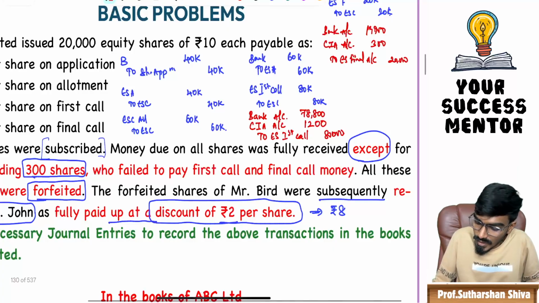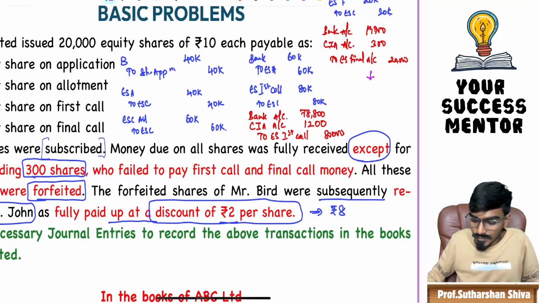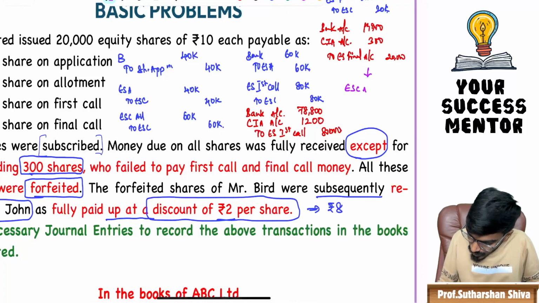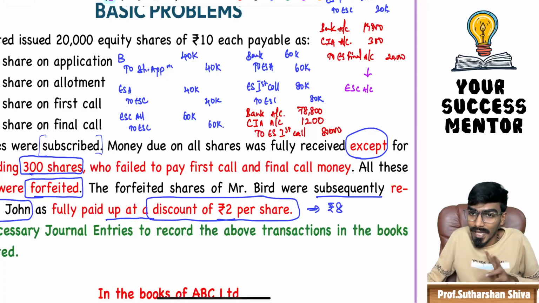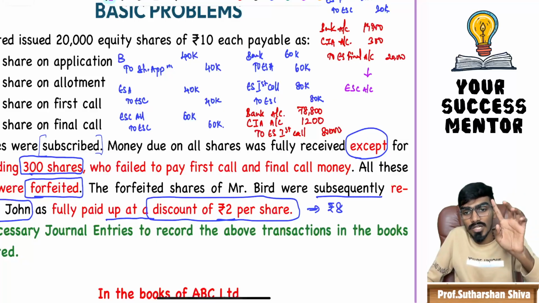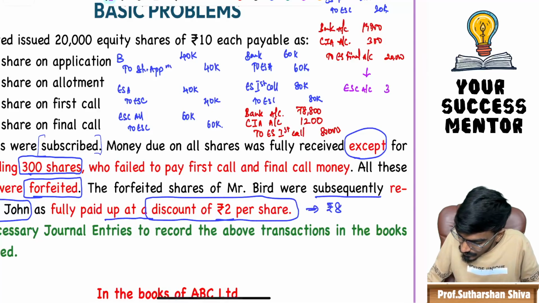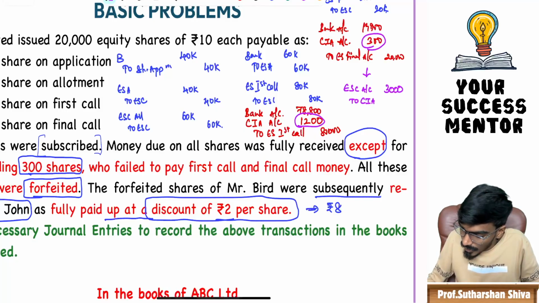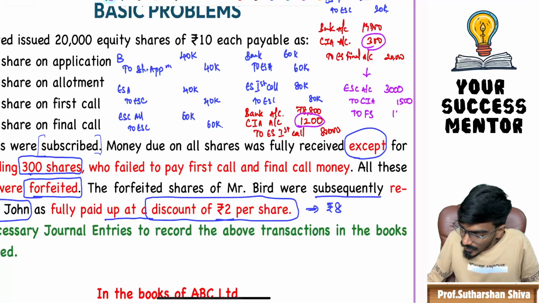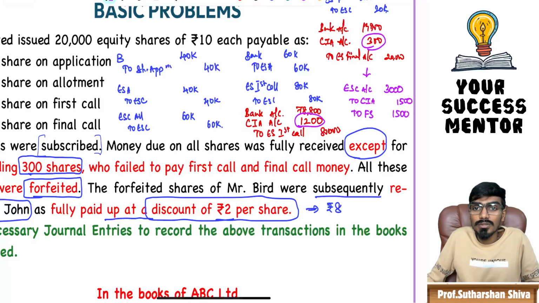Now come to the forfeiture entry. What is the forfeiture entry? Equity share capital account debit. For how many shares are we doing this? 300 shares. 300 into 10, because all shares are called up, is 3,000. How much is not paid? 1,200 plus 300 is 1,500 of calls in arrear. To forfeited shares account, 1,500. Are you able to understand?